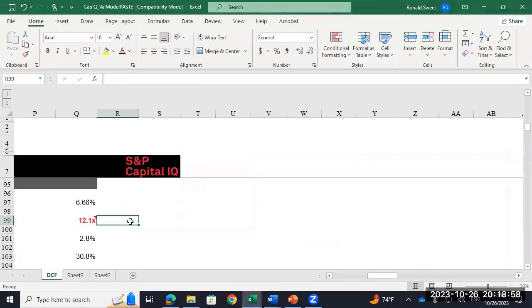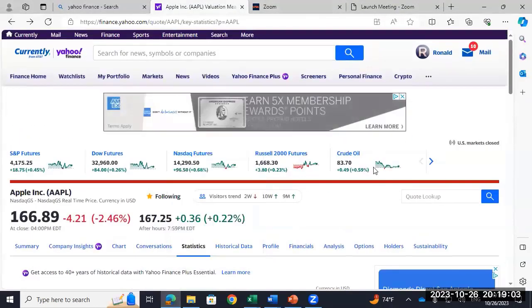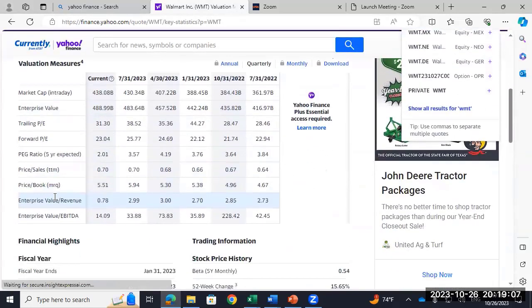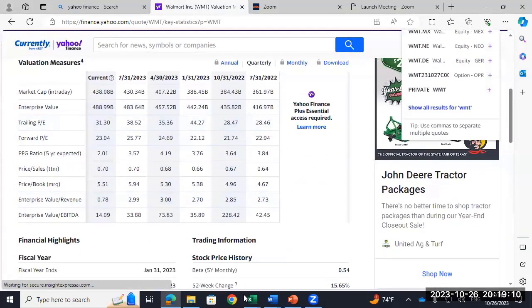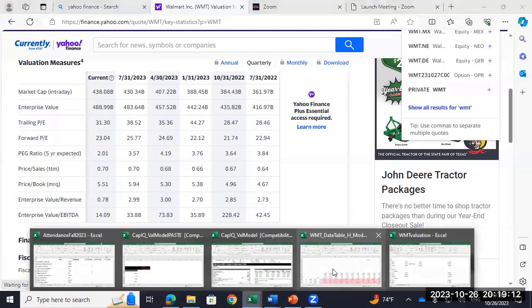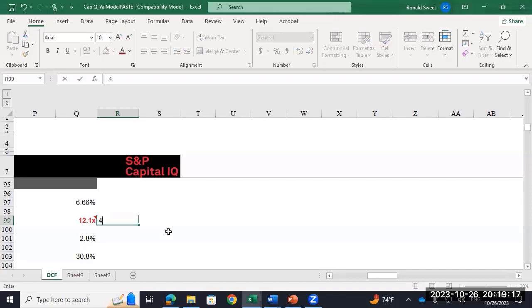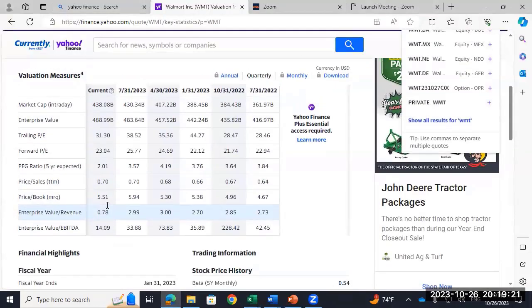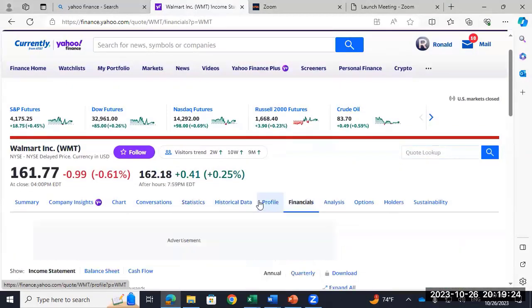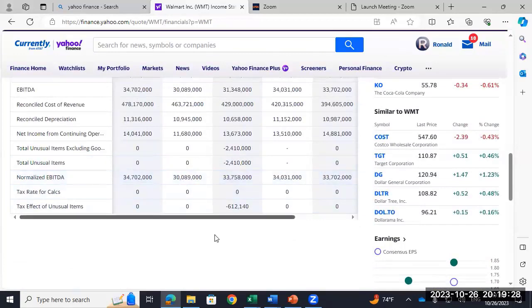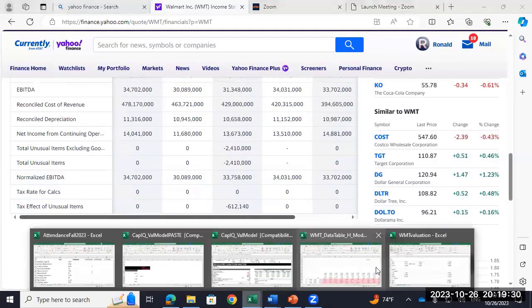All right, so I don't know what their actual one is. I guess we could calculate Walmart's actual number. I switched to Apple here, but their enterprise value is 483.64. And their EBITDA is $30.089.